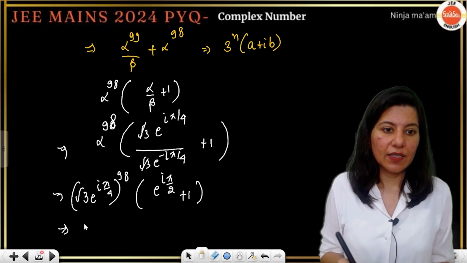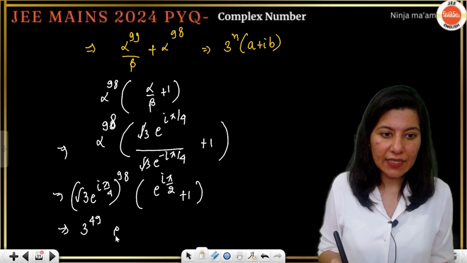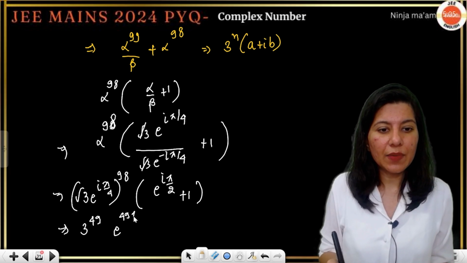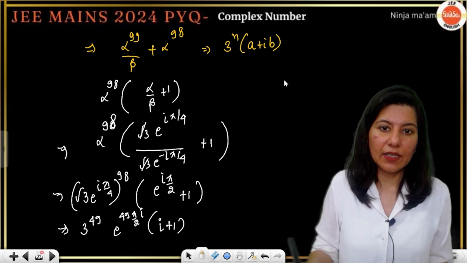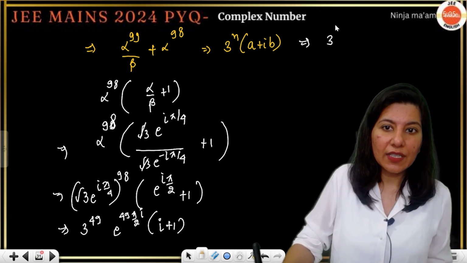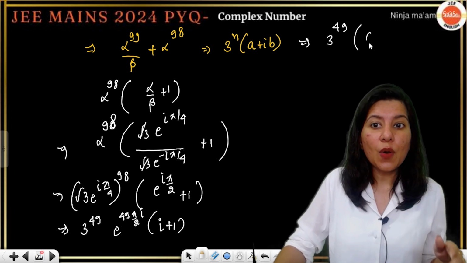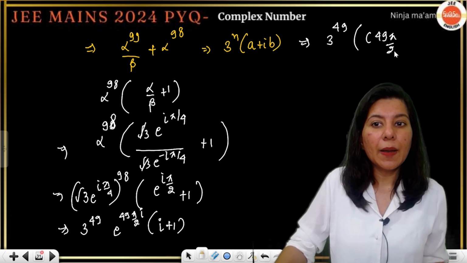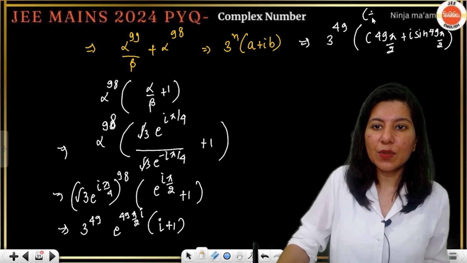That's it. Root 3 power 98 is 3 power 49. This is e raised to power 49 pi by 2 iota. This is iota plus 1. Now this is going to be 3 raised to power 49. E raised to power 49 pi by 2 is cos 49 pi by 2 plus iota sine 49 pi by 2. And iota plus 1 was already there.